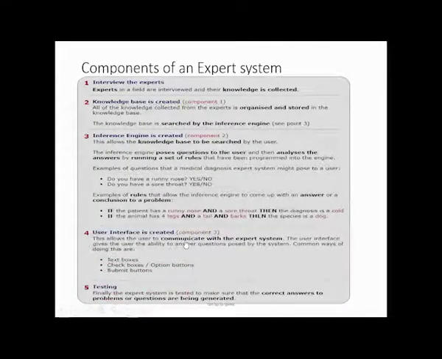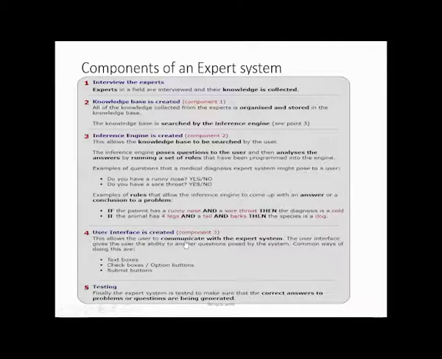How do you create an expert system? You have to know. Let us look at the components of an expert system. If you are going to create an expert system, remember one thing about the expert system. You are creating a system that behaves like a human being expert.